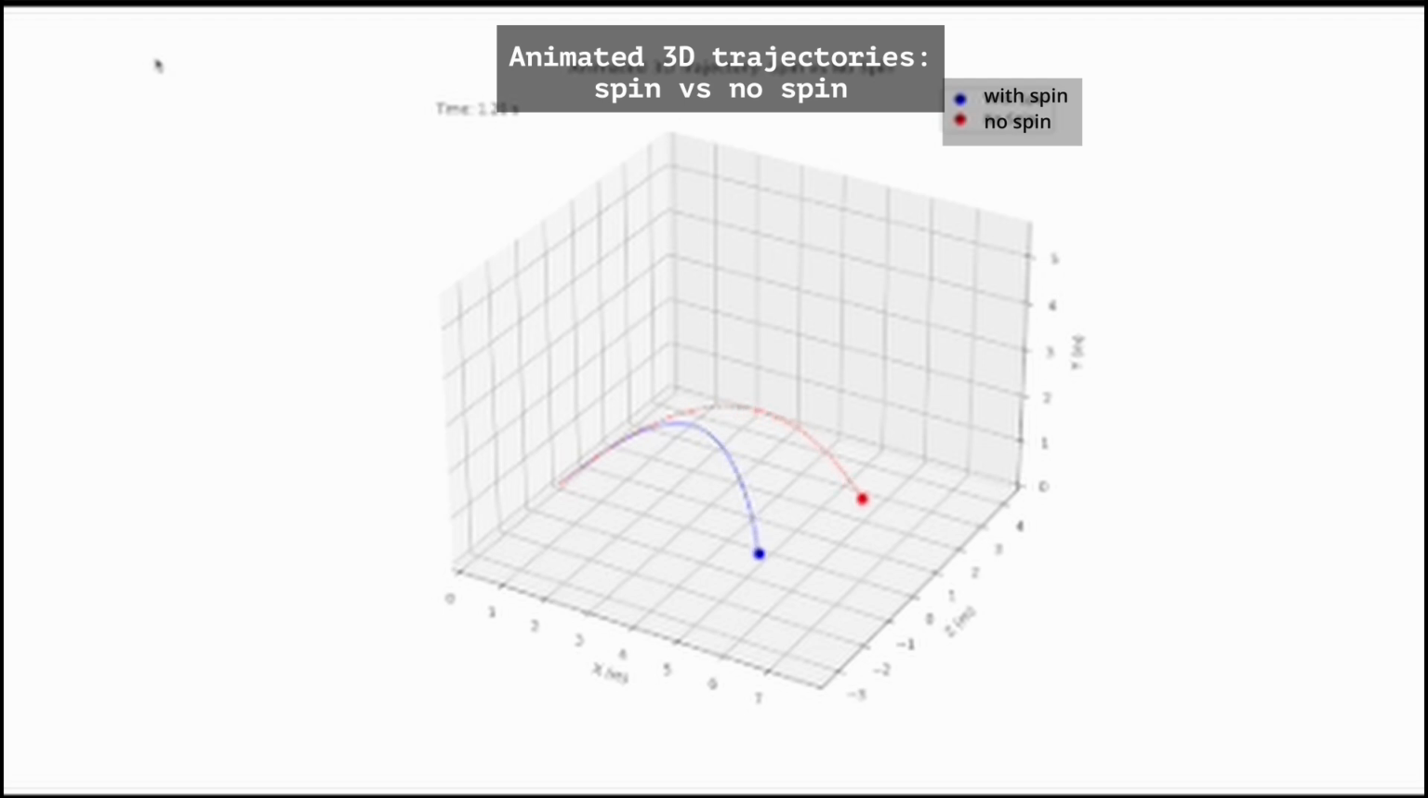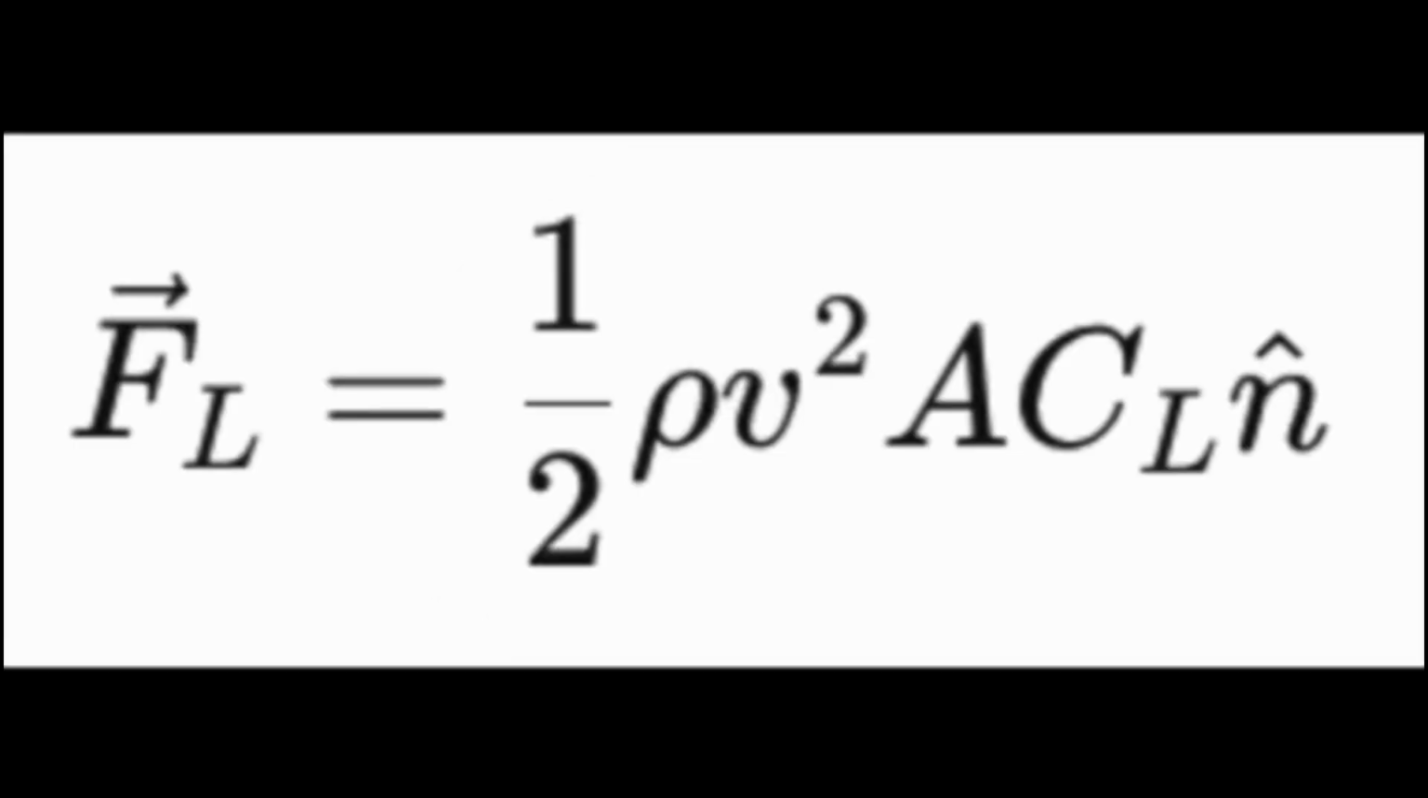A few key issues were encountered during the coding process of our simulation. One such problem was in the calculation of the Magnus force. One of the terms used in the calculation involved dividing by the velocity. Therefore, at low velocities, the force would blow up, creating unrealistic trajectories.